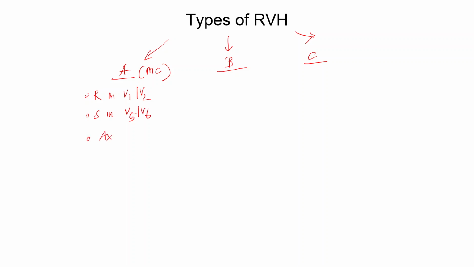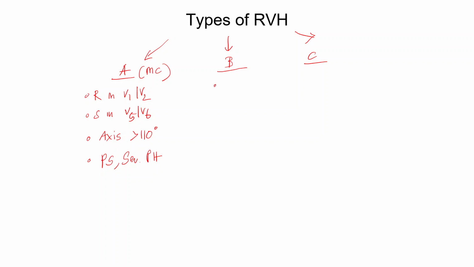Here the axis is usually deviated towards the right side. So most of the time you will get a right axis deviation, with axis more than 110. The causes include pulmonary stenosis or severe pulmonary hypertension.